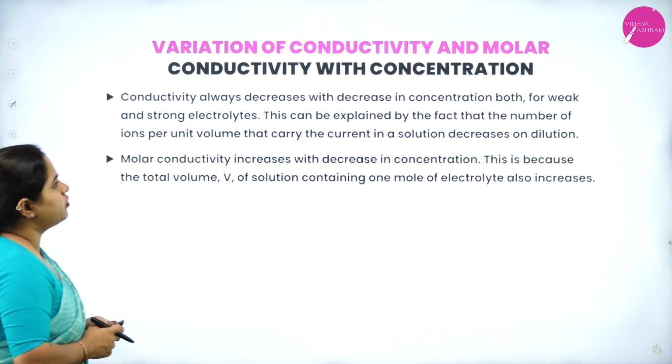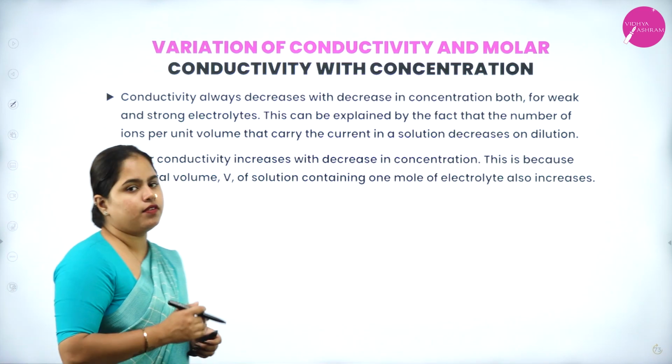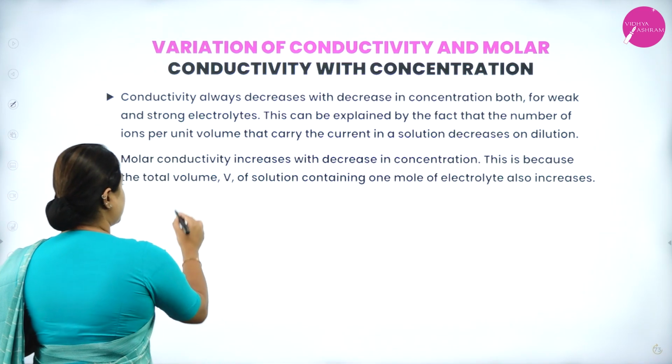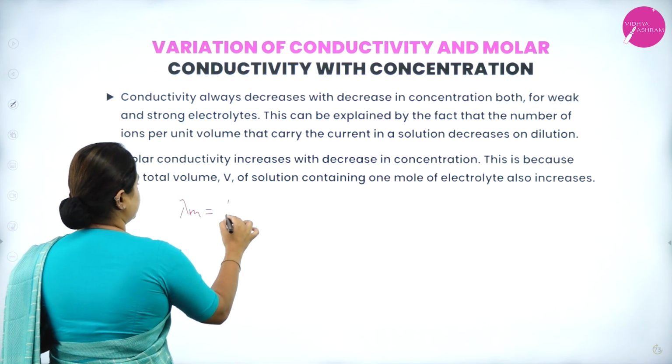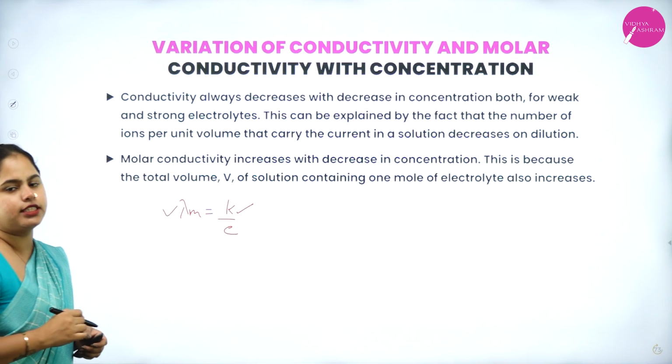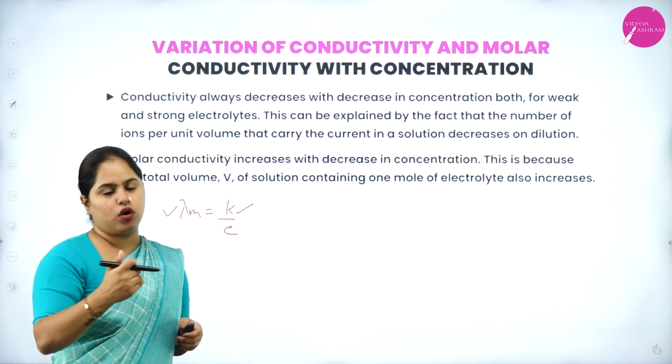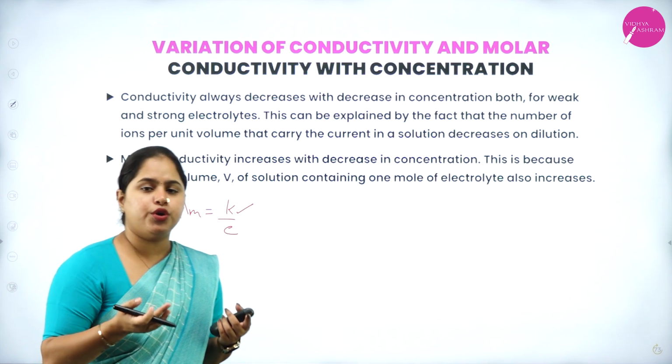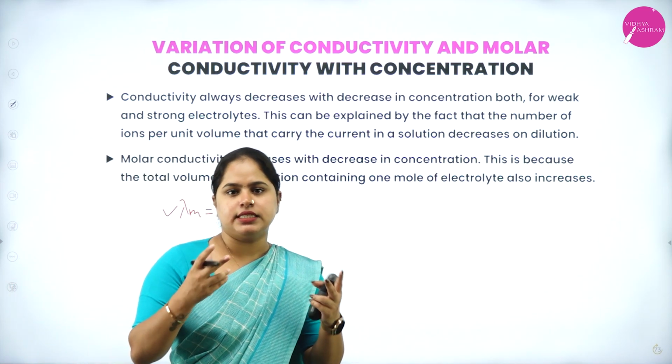Now, variation of conductivity and molar conductivity with concentration. We have already studied the equation lambda m is equal to K by C. So, conductivity as well as molar conductivity will vary with concentration. Now, how are they going to vary with concentration? It is different.